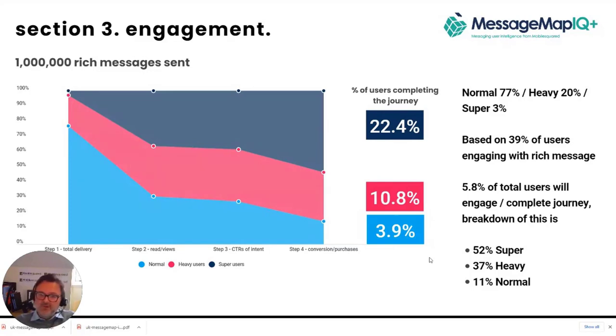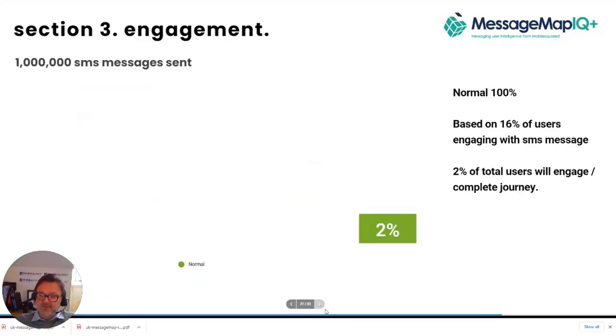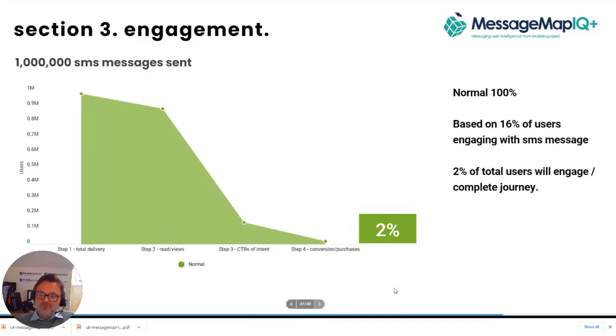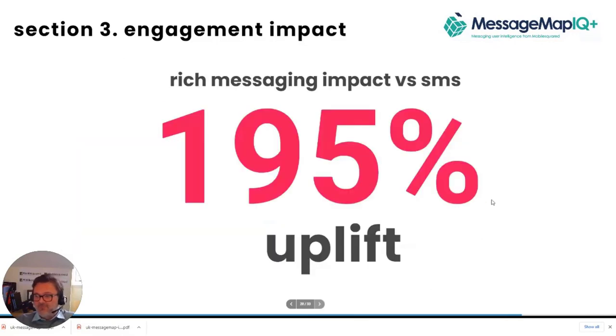So that's in a rich messaging environment. What happens with engagement in SMS? Completely different. The normal user is primarily 100% of the user base, because it's far more difficult to engage with and follow multiple brands. Although there are different classifications, we're typically using a similar classification for normal as in the other model. It shows that going from 1 million all the way down to the conversion or purchase, you're left with 2%. So you get about 16% of users engaging with an SMS message, and 2% are likely to complete their journey. So, big finding.